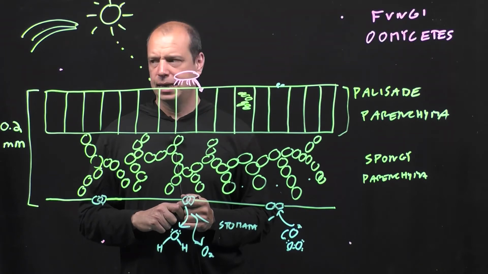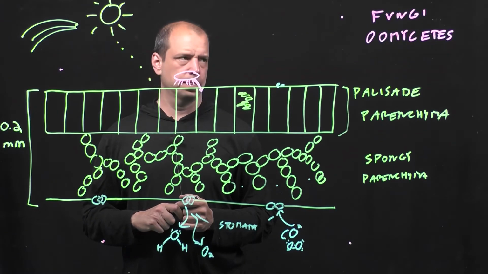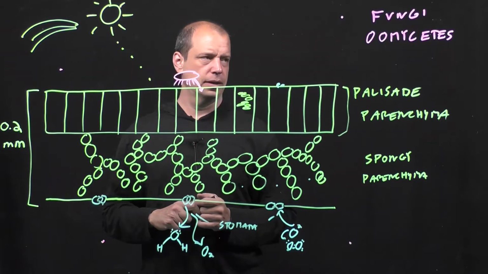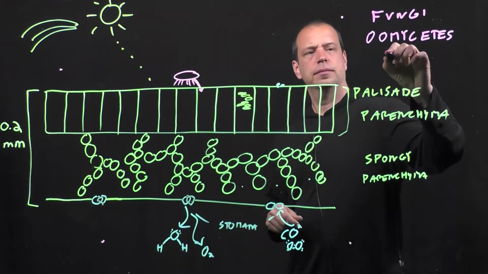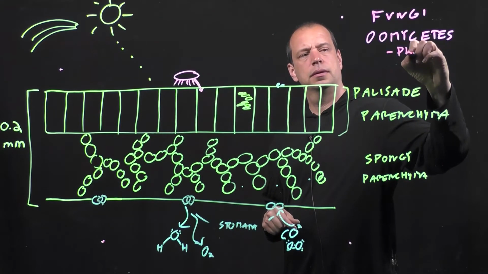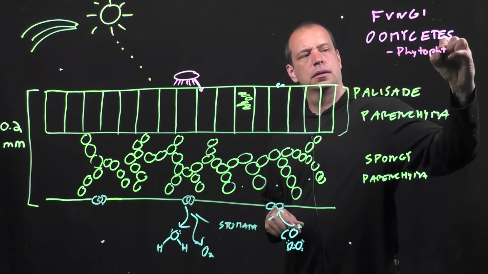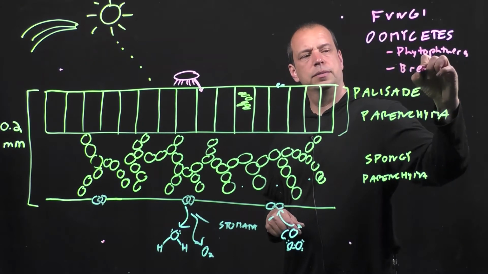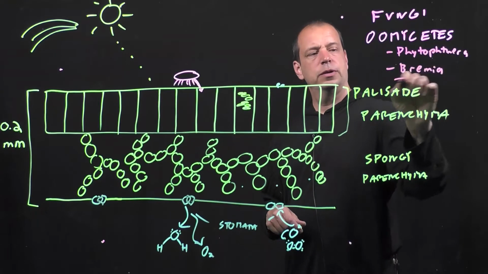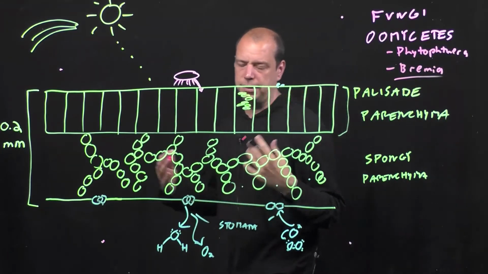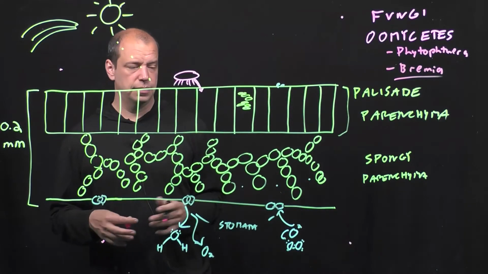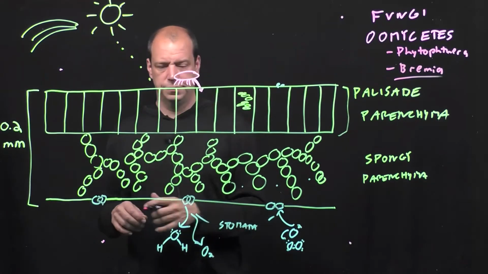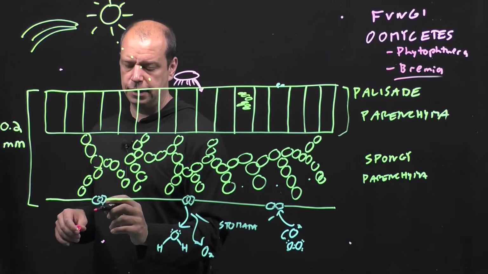And so the way that an oomycete, for example, Phytophthora is one that has the most species known. The one that we work on is called Bremia. Bremia lactucae is specific to lettuce, and they have a similar strategy for exploiting a leaf.